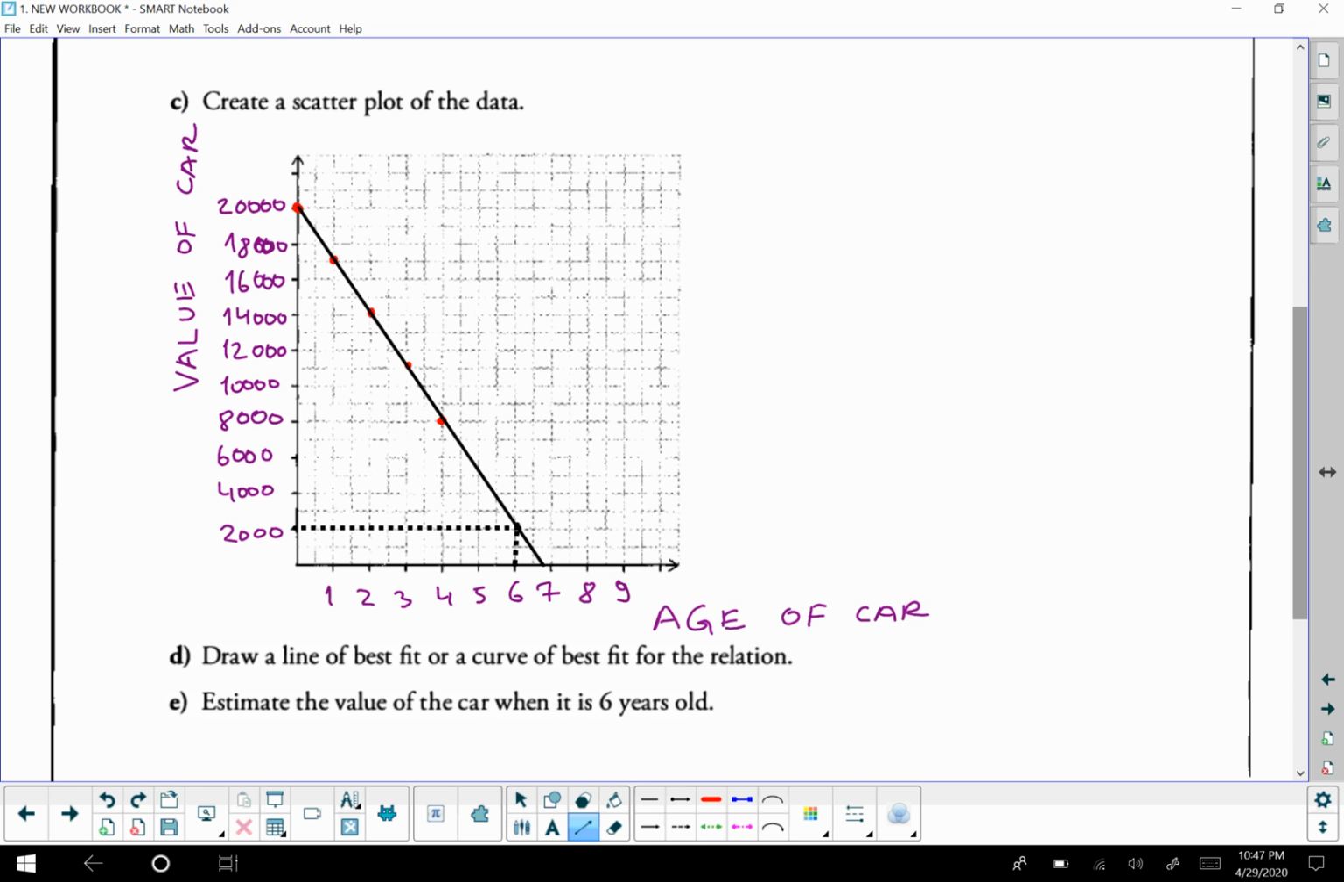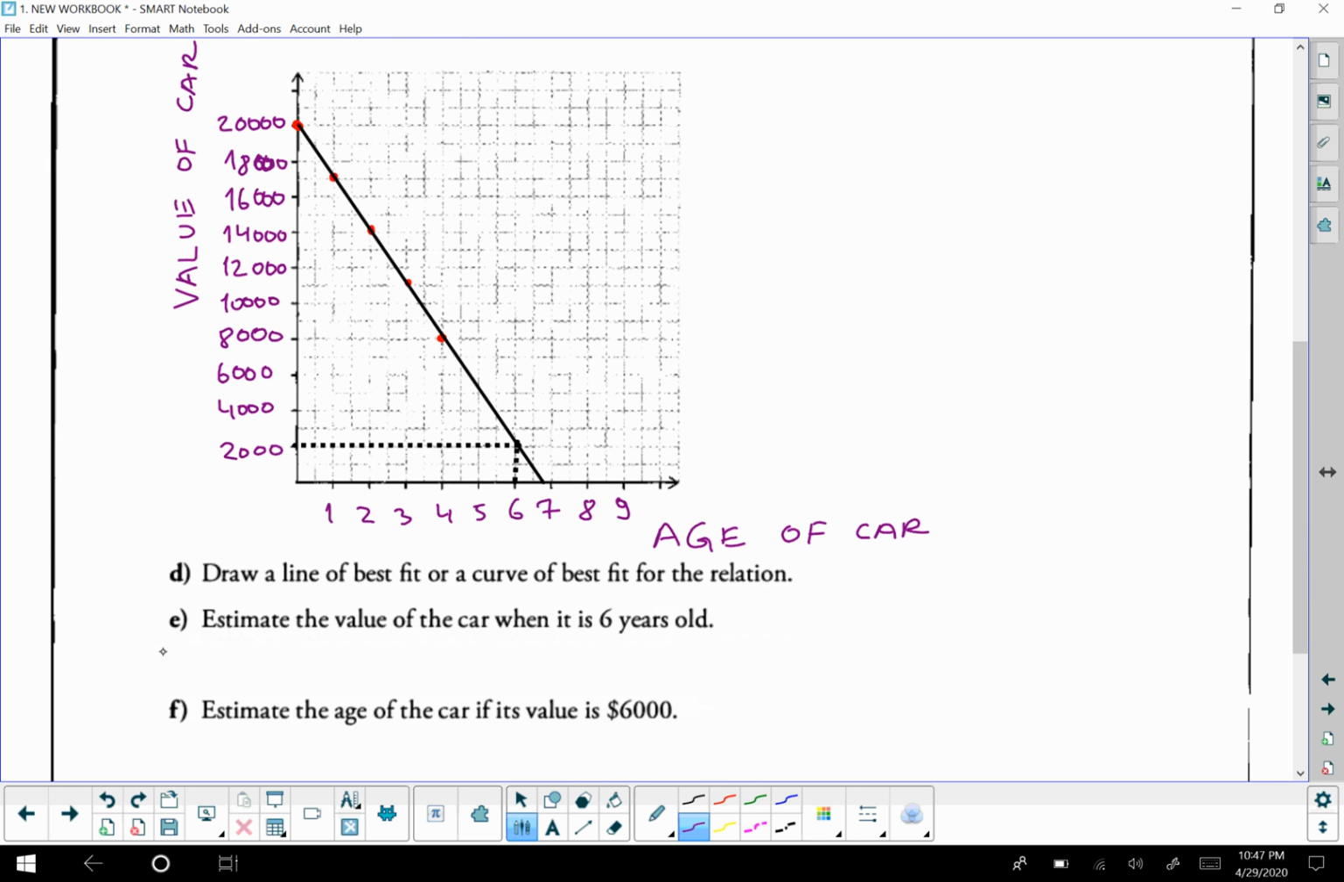So it looks like the value of the car is $2,000 after 6 years. There we go. Then it says estimate the age of the car if its value is $6,000.